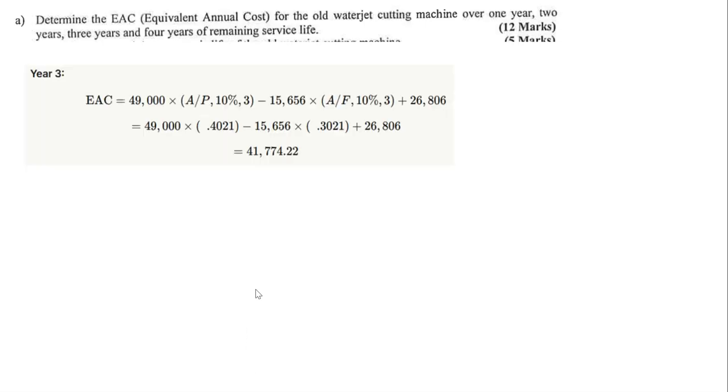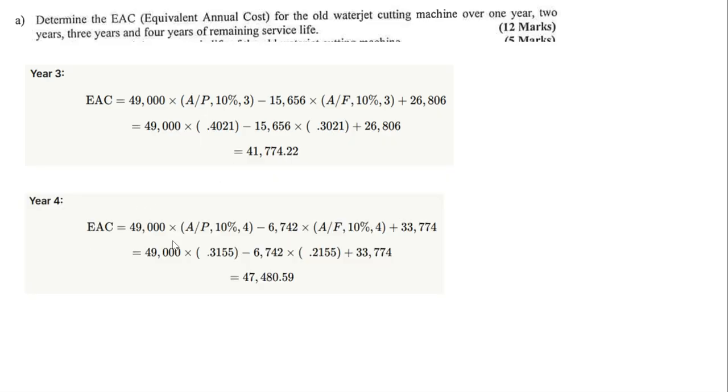Now you have to calculate year 3. For EAC of year 3, we are doing the same. 49,000, A over P, 10%, 3 years. The worth of the system in year 3, 15,656, A over F, 10% and 3, plus the operation and maintenance cost. The total value would be 41,774.22. And for year 4, we're doing the same.